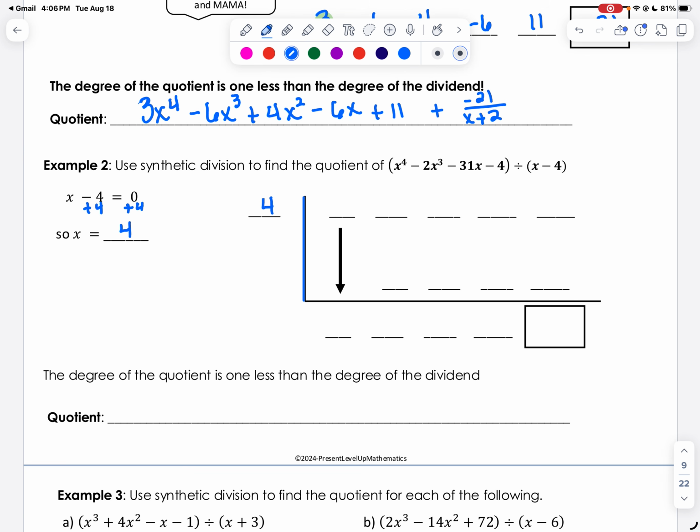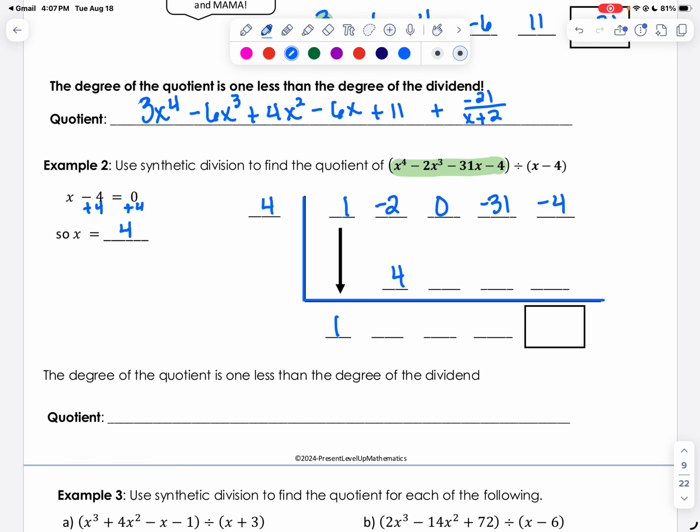Here's your L-shaped box. Then you're going to take the coefficients of this expression here, and that's going to go in the top of your box. So we have 1 x to the 4th, negative 2 x cubed, 0 x squared, negative 31x, and negative 4. Now we're going to start the process. We drop it and then mama, mama. So I drop the 1. Now multiply. 1 times 4 is 4.